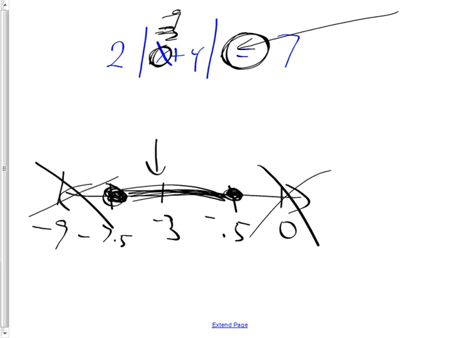Okay, final answer. You'd say negative 7.5, bracket because it works, comma negative 0.5, bracket because it works. What I mean by works is, if I put it in, it'll actually make a true statement. It will be less than or equal to 7.